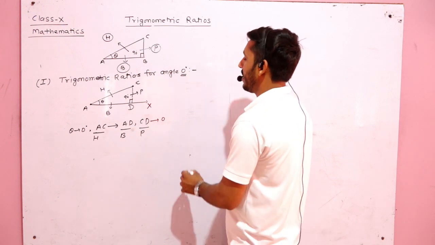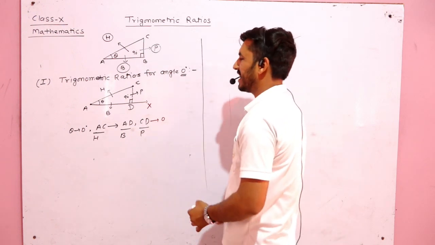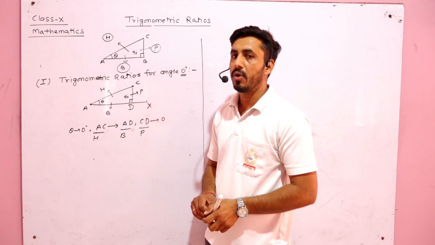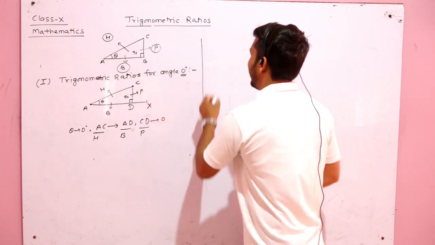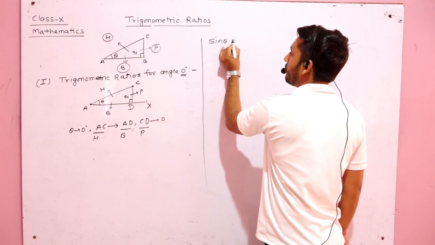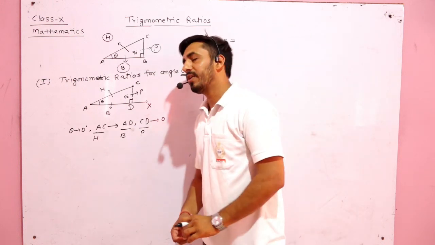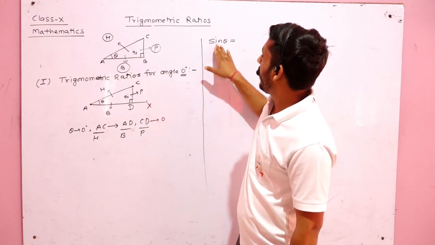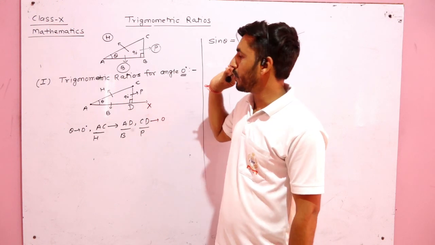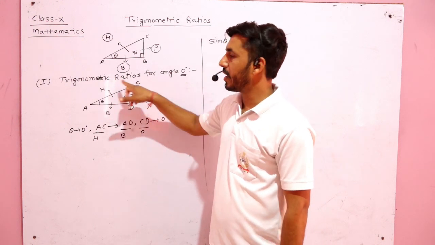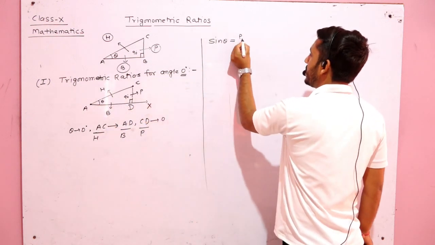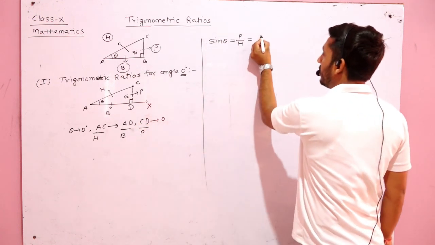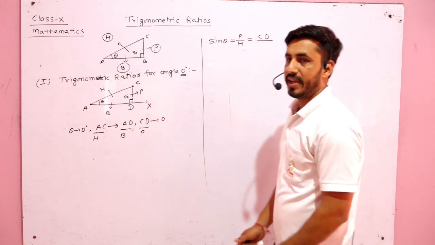And all the relations we have obtained, the result of trigonometric ratios in terms of sides, we can get as sine theta. First we have to find the value of sine theta. We know the value of sine theta is perpendicular upon hypotenuse. It means P upon H. Then what is the value of P? P is equal to CD. Then this is CD and this is H. H means AC.